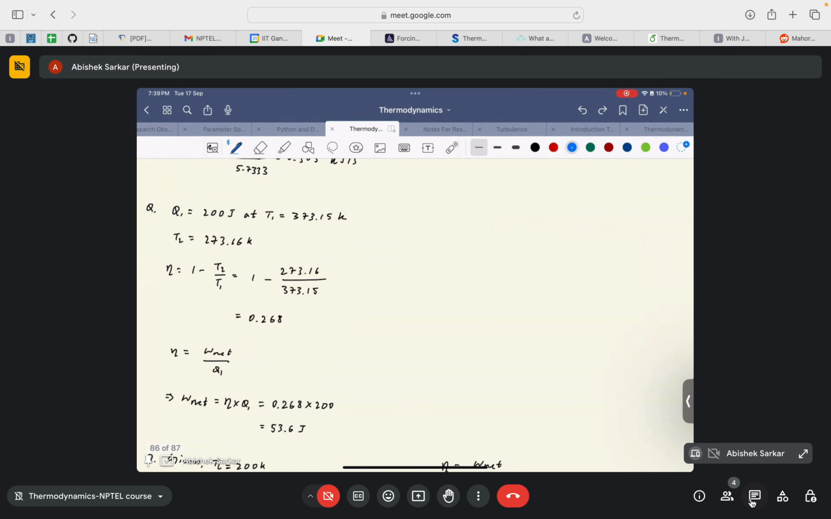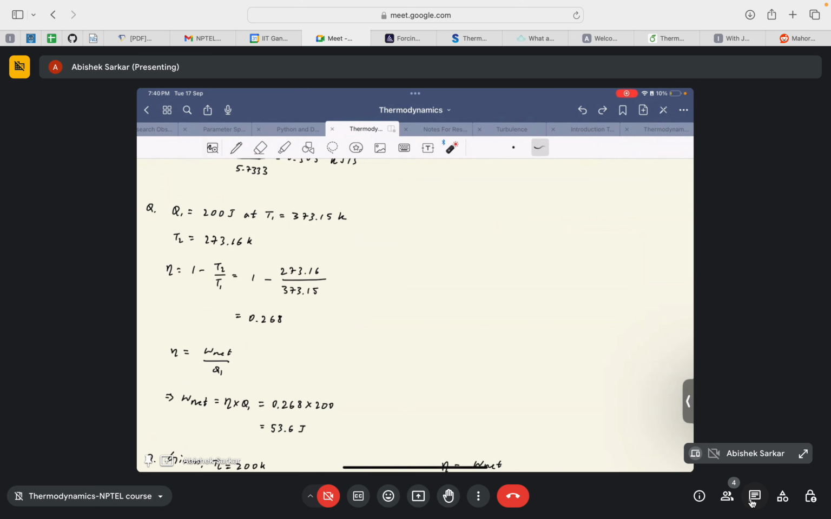So Q1 is 200 joules, and it receives heat at higher temperature. This TH is 373.15. This is the normal boiling point of water, at atmospheric pressure. Similarly, T2, the lower temperature of heat interaction, is 273.16. It is the triple point of water.